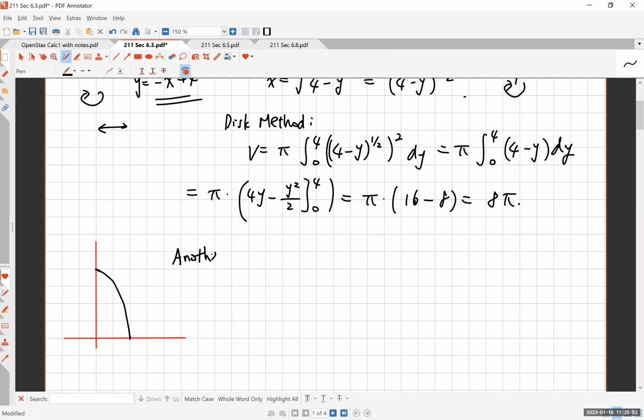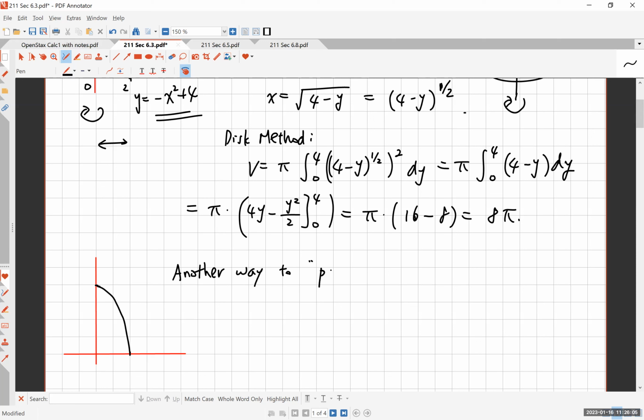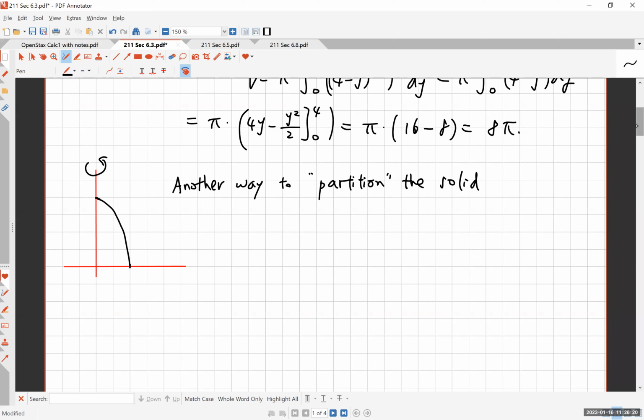Okay, so here is another way to divide this solid into smaller pieces. Again, we did slicing first, so each slice was like a disc. But here's another way to partition the solid. Remember we revolve this about the y-axis. We take the same solid, and this time we're going to pick a point. So this was from 0 to 2. Let's pick any point x between 0 and 2.